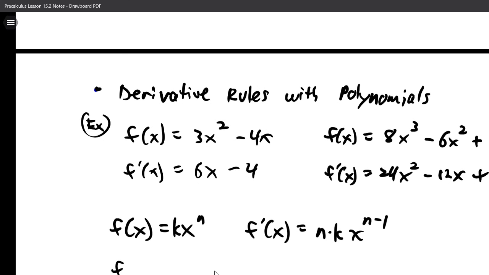We could also say if f of x equals some constant, then f prime of x is 0. Because if you have f of x equals 5, what is that? It's a horizontal line. Well, what's the slope of a horizontal line? The slope of a horizontal line is 0 for every x value. It doesn't matter where you go on the line, the slope of a horizontal line is 0. So it makes sense that a constant would turn into a 0.